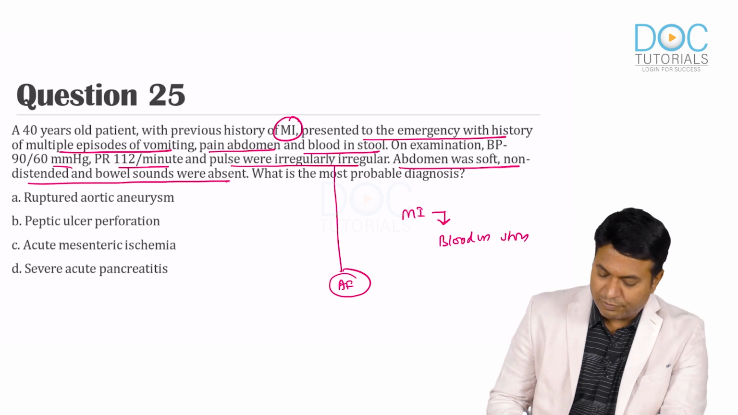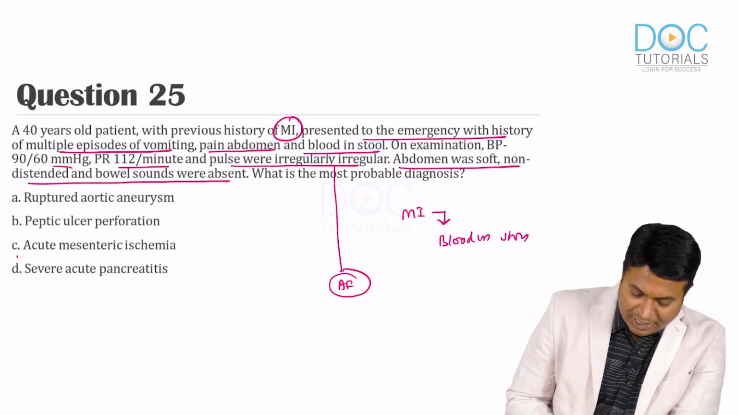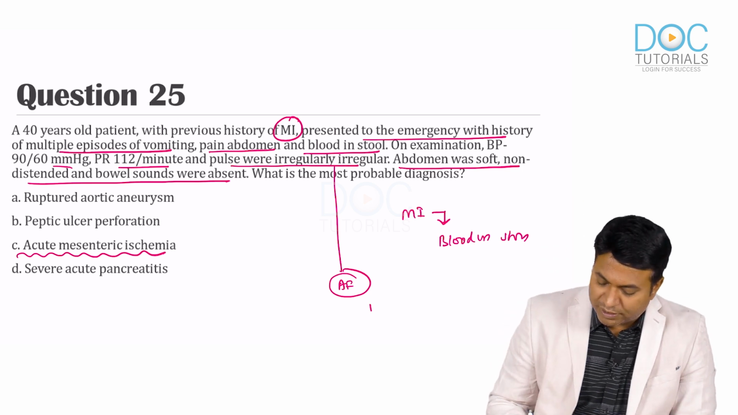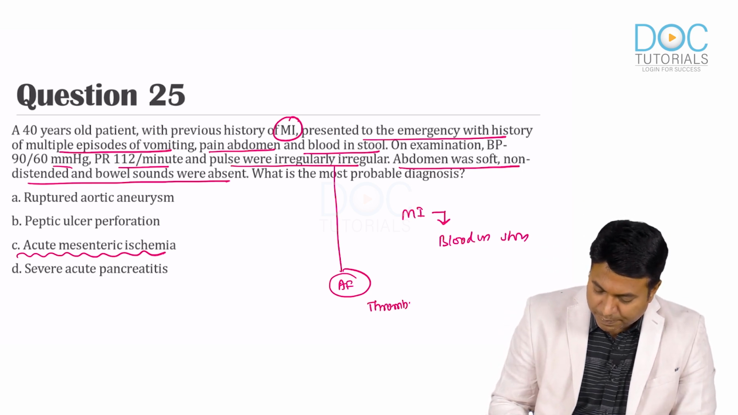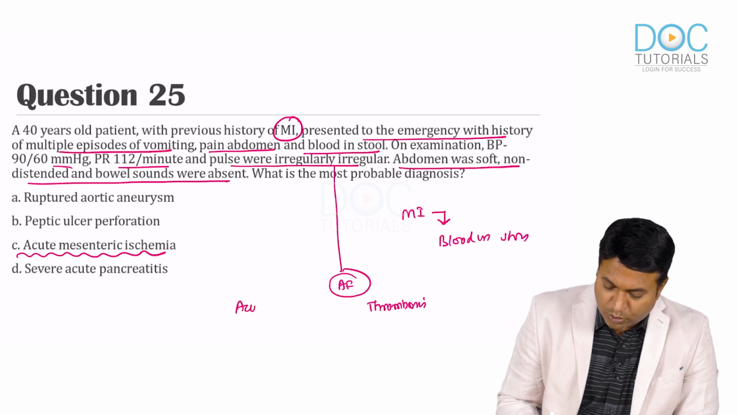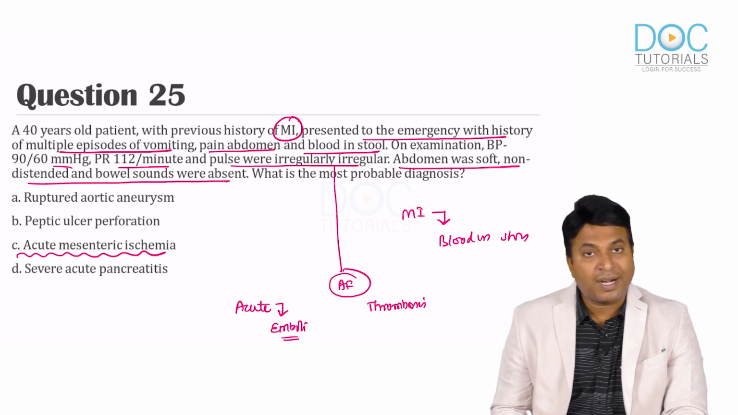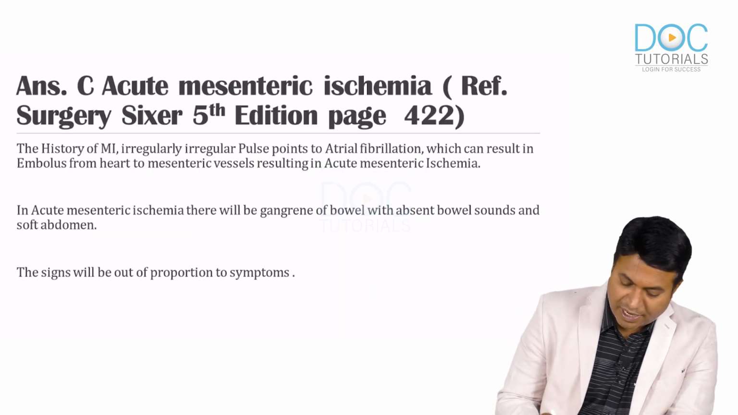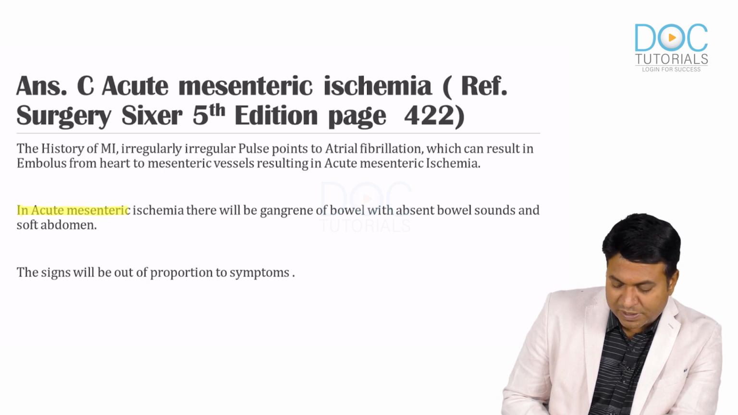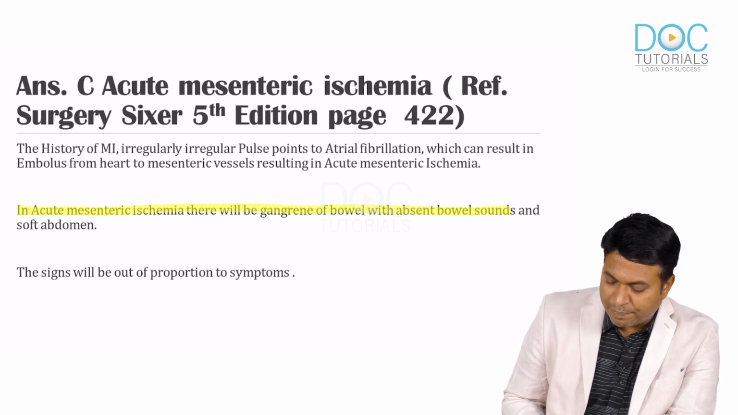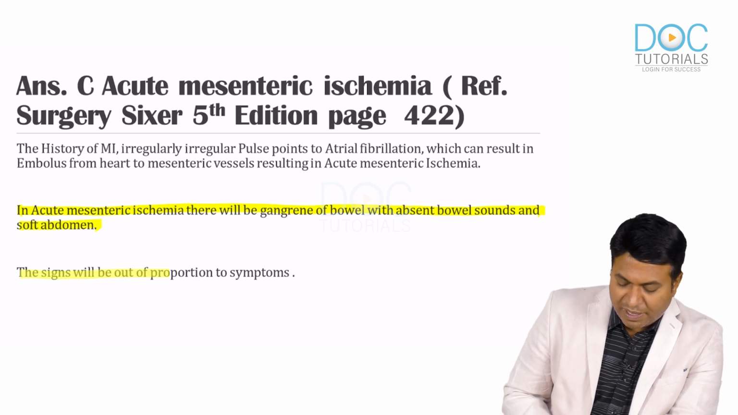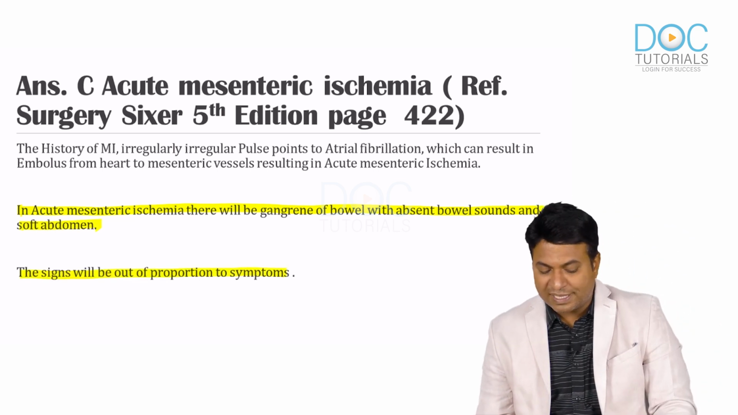So this is a typical case of mesenteric ischemia. The bowel has gone for gangrene due to a thrombus or due to an embolus. So this case is acute. Acute cases are usually due to an embolus arising from the heart, which has gone and occluded the vessel that has resulted in the bowel gangrene. So this is a classical question already discussed in our classes. In acute mesenteric ischemia, there will be gangrene of bowel with absent bowel sounds and a soft abdomen, and the signs will be out of proportion to the symptoms on examination.